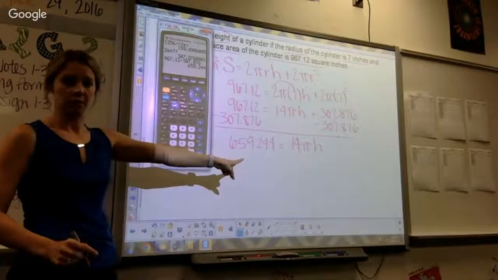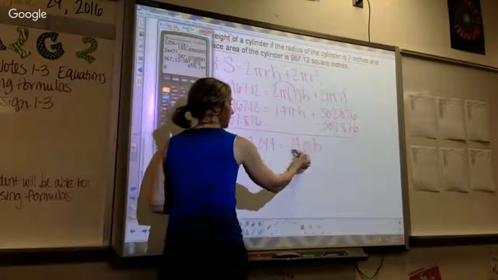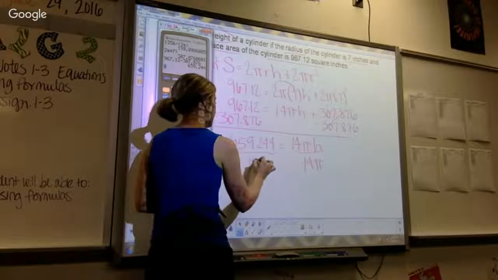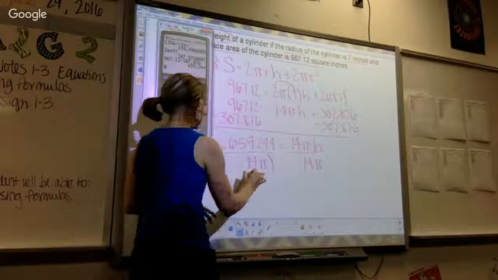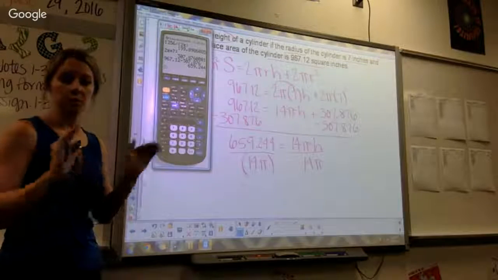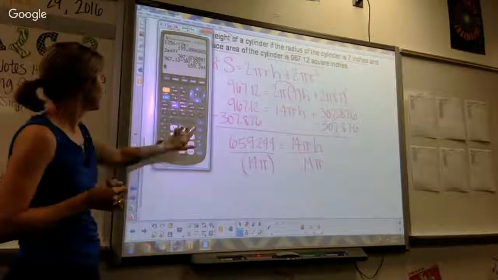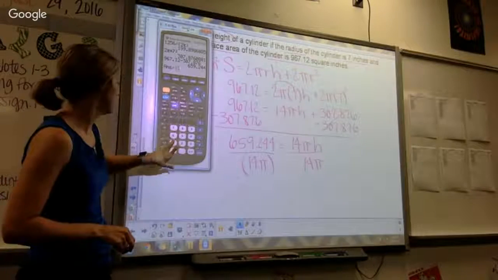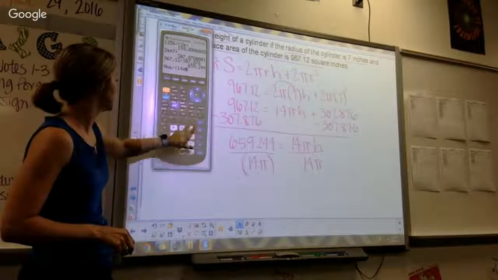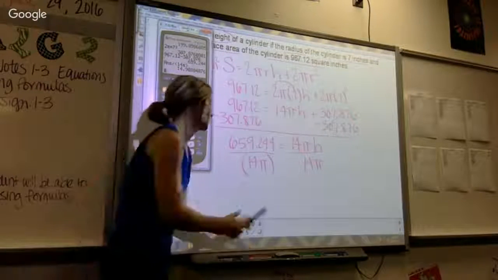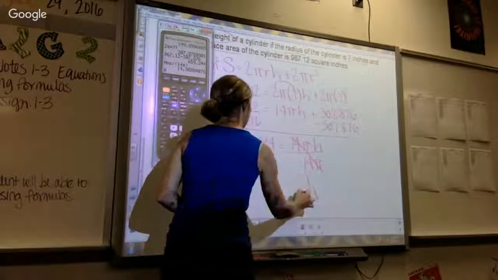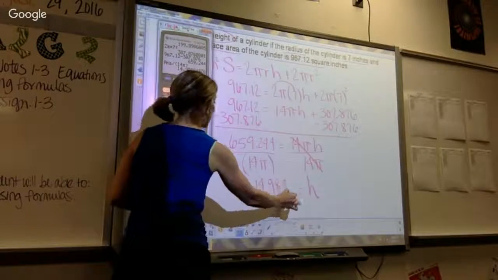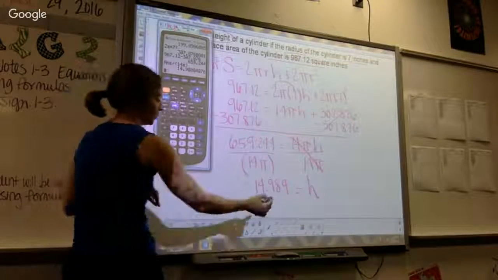So again, we're trying to find H, so we need to get rid of the 14 pi, so we divide that on both sides of the equation. Just like the previous example, if you're plugging it all in, make sure that you put parentheses around the 14 pi. I'm dividing that by 14. So your height would equal 14.989. Your units would be inches.